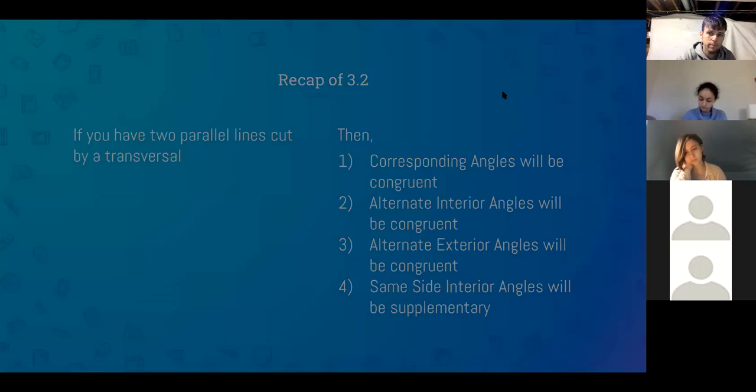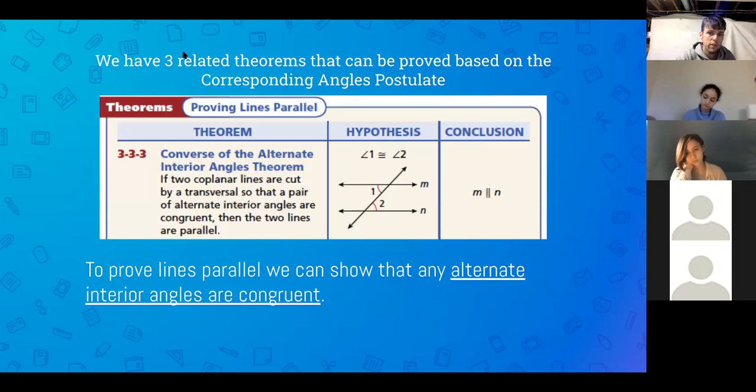All right. So here is our first, it's not a theorem, postulate. A postulate we have to accept to be true without proof. It's called the converse of the corresponding angles postulate. Hopefully we remember converse means that we take a conditional statement, in this case a theorem or a postulate they already knew, and we reverse it.